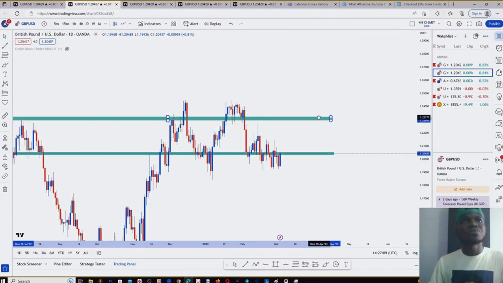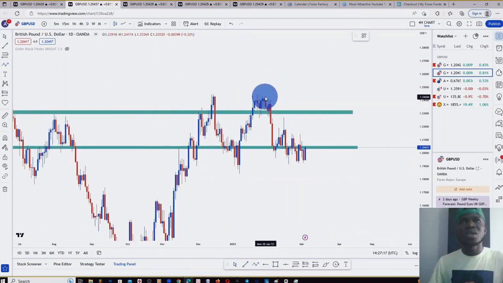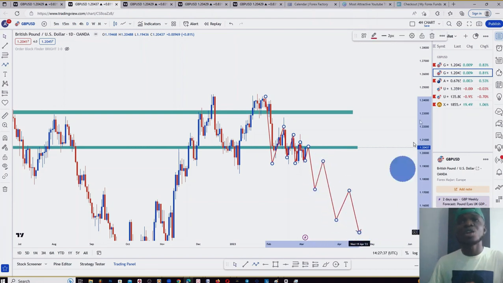On the daily time frame, we can also see that the market is bearish. Studying the chart, we can see from this high we have lower low, lower high, lower low, lower high, lower low, lower high, then we have a lower low here, and price went up to the neckline to retest the neckline of the head and shoulder on the weekly time frame for the continuation of the bearish movement to give us lower high, lower low, lower high, lower low.